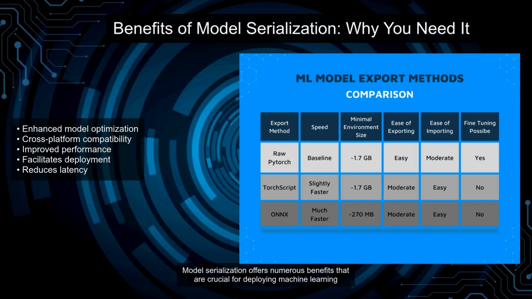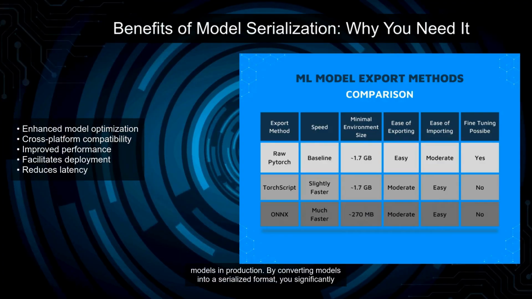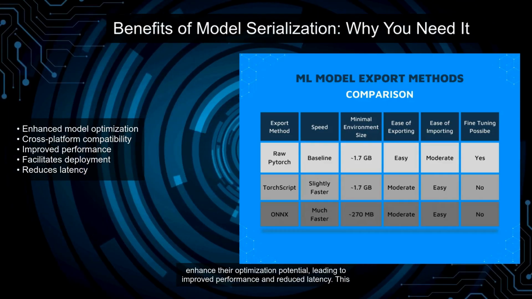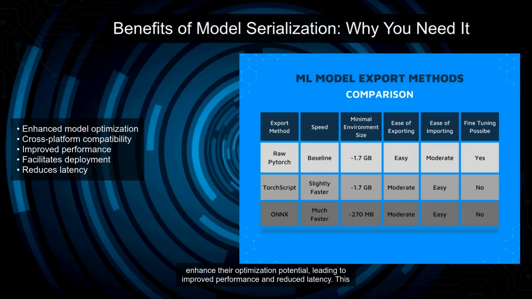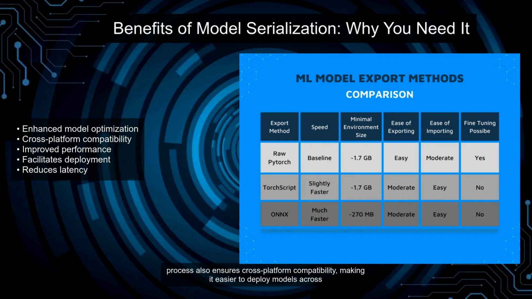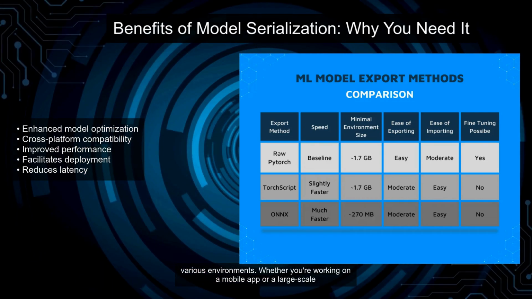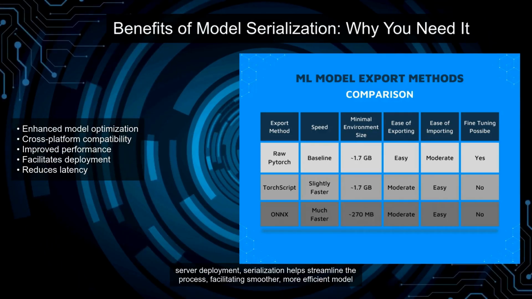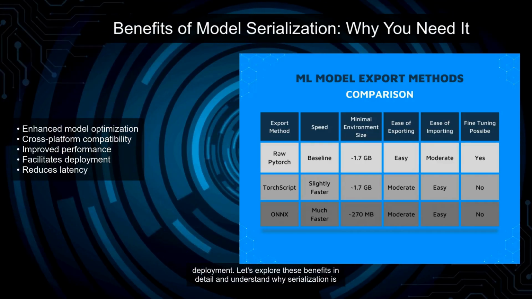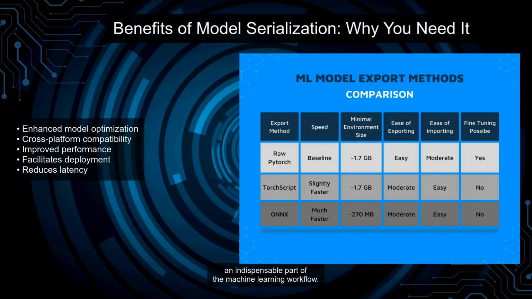Model serialization offers numerous benefits that are crucial for deploying machine learning models in production. By converting models into a serialized format, you significantly enhance their optimization potential, leading to improved performance and reduced latency. This process also ensures cross-platform compatibility, making it easier to deploy models across various environments. Whether you're working on a mobile app or a large-scale server deployment, serialization helps streamline the process, facilitating smoother, more efficient model deployment. Let's explore these benefits in detail and understand why serialization is an indispensable part of the machine learning workflow.